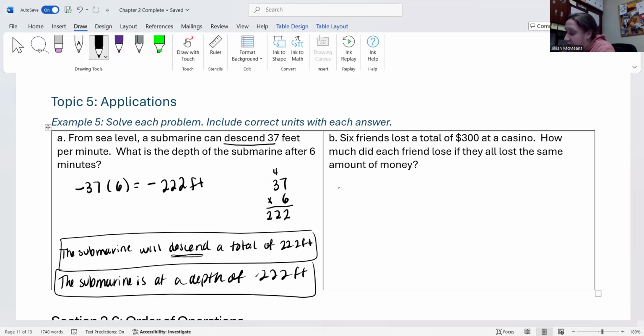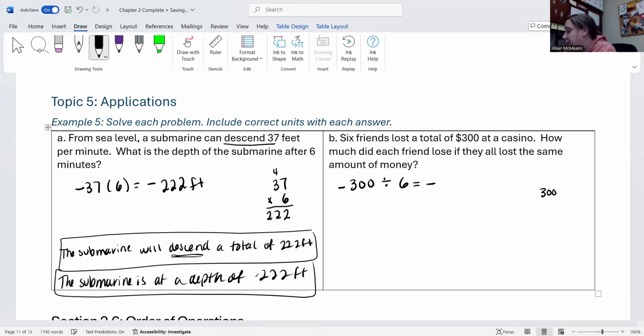So we would say, okay, we've got a loss of $300. So we would write that as negative 300. And then we want to divide it by positive 6. So when we divide a positive and a negative, we know we get a final answer that's negative. And that should make sense. If each friend lost some money, the answer here is going to be negative.